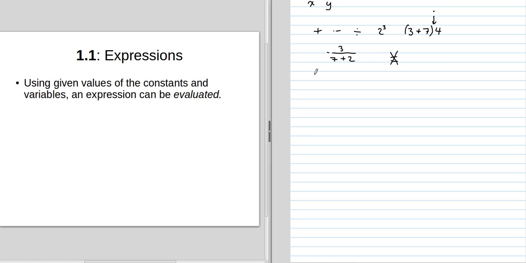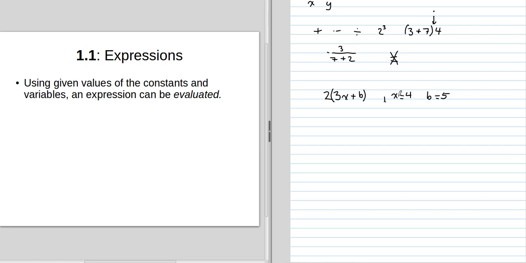Expressions can be evaluated. What does it mean for an expression to be evaluated? What it means is that we give a value to any symbols and we find the overall value of the expression. For instance, we might have the expression 3x plus b all times 2. And we're given x equals 4, b equals 5.